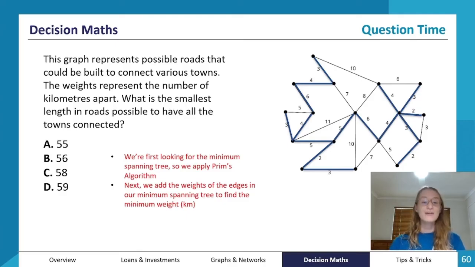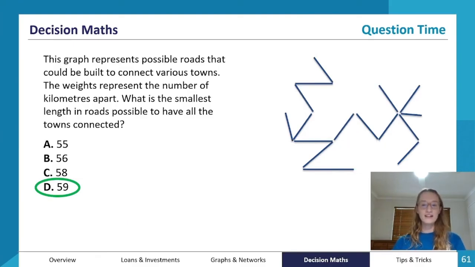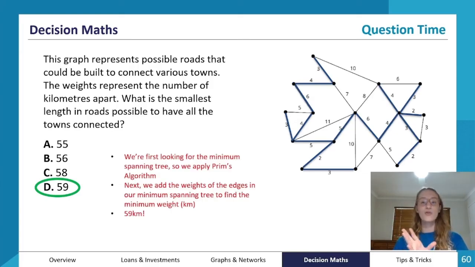So what we do next is we add the weights of the edges in our minimum spanning tree to find the minimum weight in kilometers that's required to connect all the towns. And the answer is 59 kilometers. And if I actually take away the picture from behind our minimum spanning tree, it actually gets even clearer. That is so clearly a tree because you can see we have no cycles, no loops, no multiple edges. It literally looks like that skeleton or like that dead tree with no leaves. It's the bare minimum number of connections between all of our towns with the lowest minimum weight.